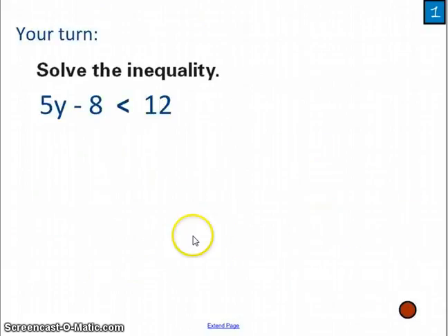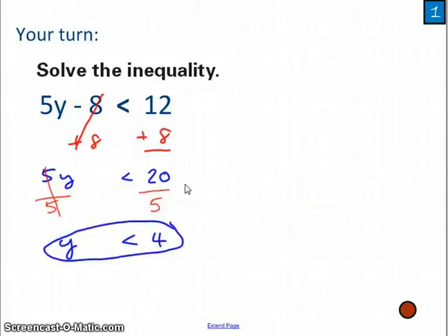All right, your turn. Go ahead, hit the pause button, and when you come back, I'll show you the solution to this one. Okay, I'm going to assume that you did that, and here's that solution. If you want to, you can hit the pause button again, and you can look at each of these steps and make sure that you understand why y is less than 4. If you have any questions about this afterwards, bring them to class, and we'll talk about it.